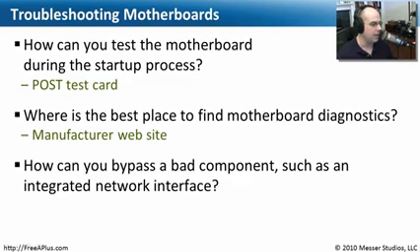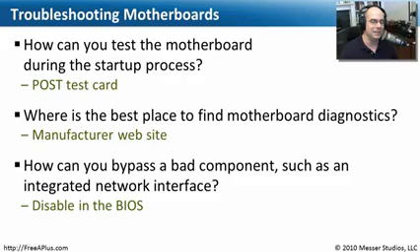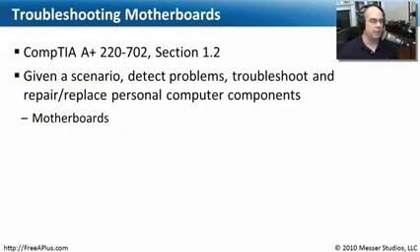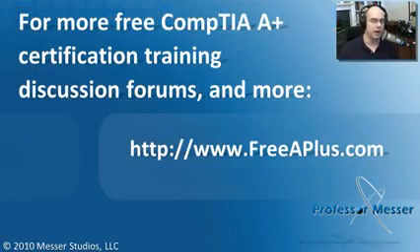And the last question, how can you bypass a bad component such as an integrated network interface? Well, the best place to go to turn off virtually that interface so that nothing else can see it is to disable it in the BIOS of that motherboard. That covers the information we needed to know to detect problems, troubleshoot, repair, and replace all of these things that might happen on our motherboard.